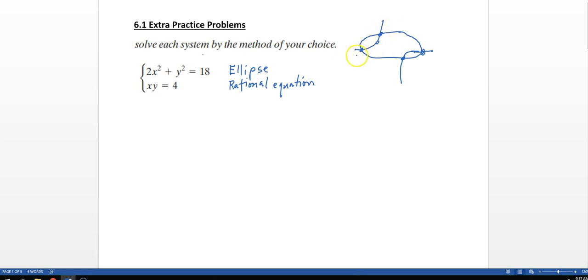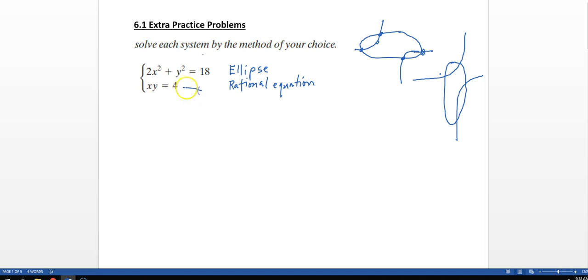This is a horizontal orientation, but I am thinking by looking at this equation that it's going to be a vertical ellipse. So it may look more like this, or something like that. Well, that part right there is a little off. Anyway, we can see here that elimination will not help us in this way. So we're going to use substitution.